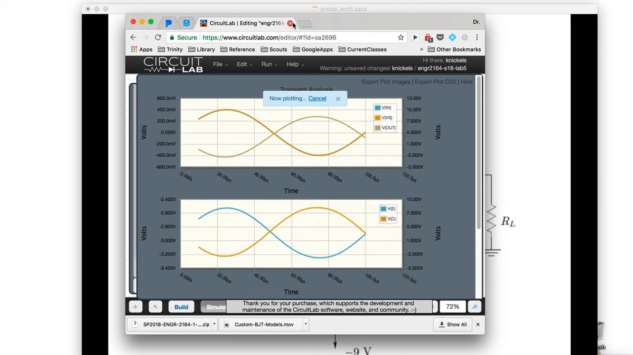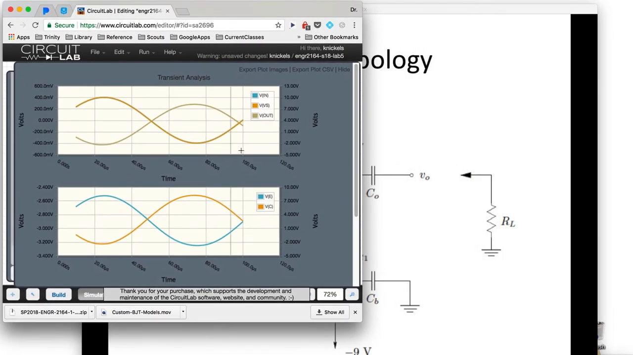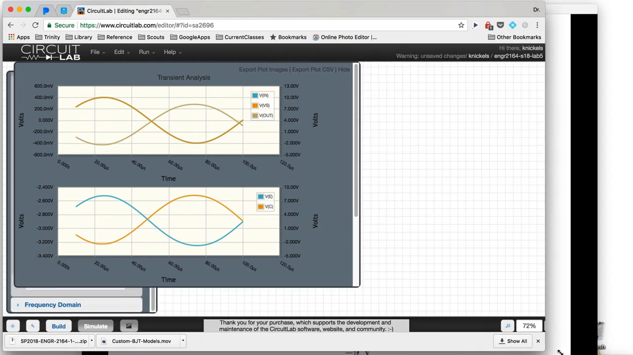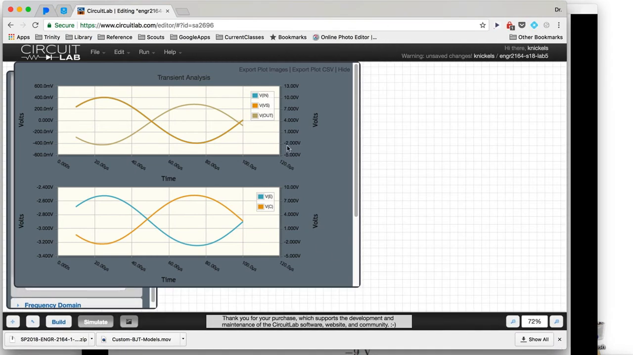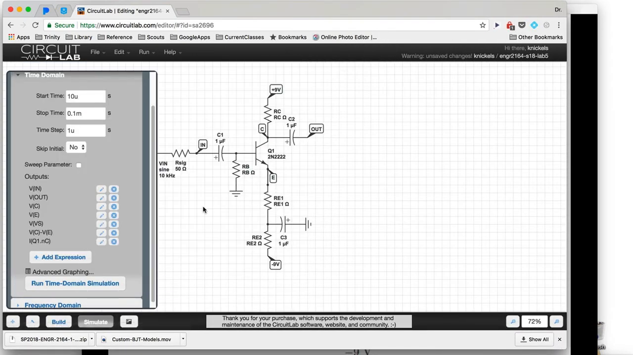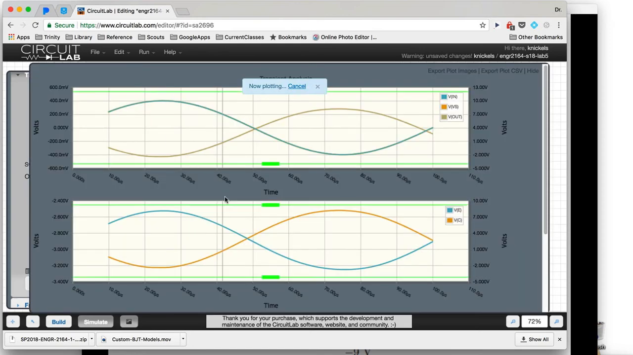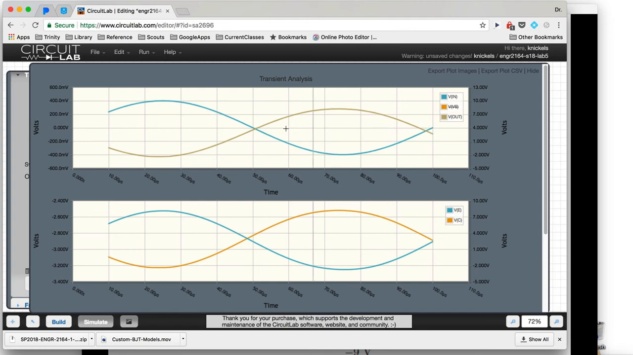Let's make this thing a little bit bigger. So here's what a couple cycles of the input looks like. There we go. So let's get rid of Vs, and you can see that Vin here is 400 millivolts and Vout is about 2.5 volts. So it's an inverting amplifier, and as Vin goes up, Vout goes down.